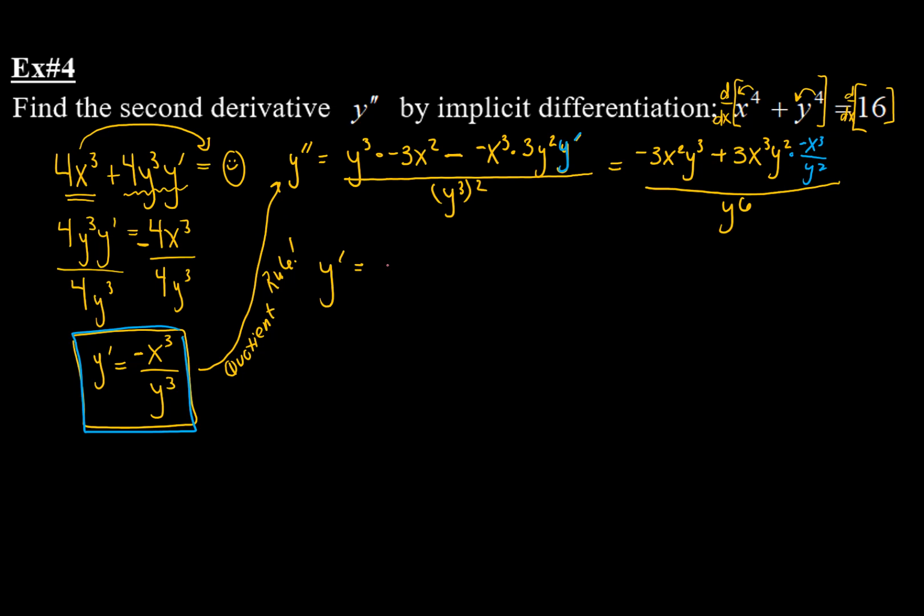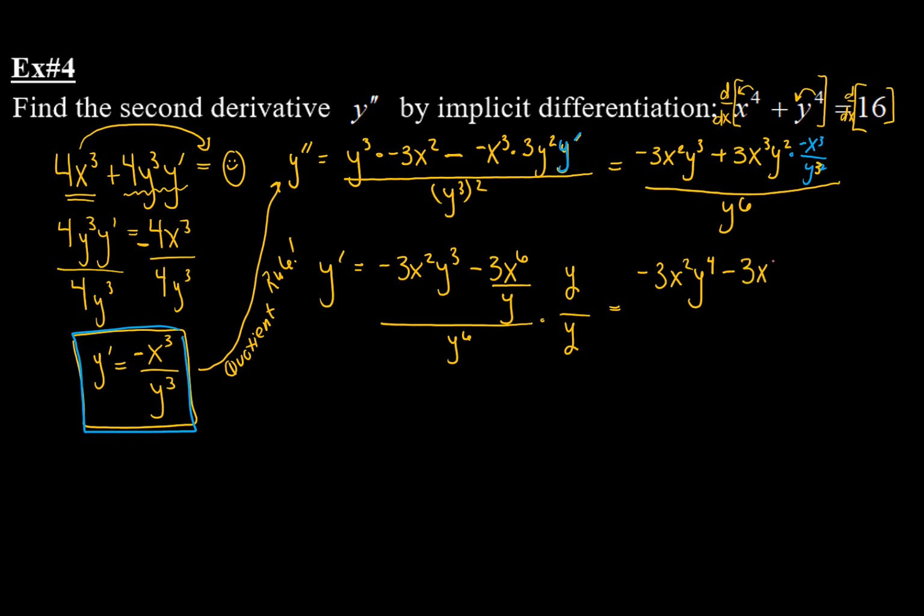All right, let's simplify. So negative 3x squared y cubed. I've got a negative 3 again. This is going to be x to the 6th. And then the y and y cubed is going to cancel, so I'm just going to be left with y here. And that's going to be over y to the 6. All right, let's make some changes here. I am going to multiply the top and the bottom by y so I can get rid of that LCD. And I'm going to have negative 3x squared y to the 4 minus 3x to the 6 all over y to the 7.